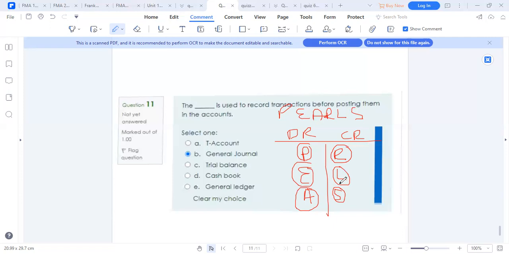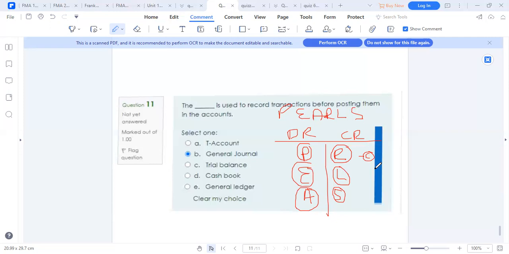To increase capital, we credit. Why? Because capital falls under revenue. Okay. Capital is not an asset, it's a revenue. So we credit. Okay. So, to decrease liabilities, we debit.